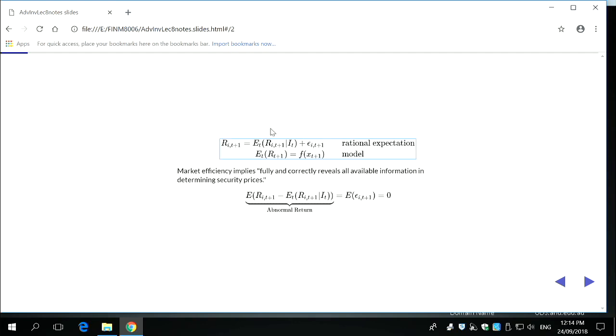But what is this expected R_{i,t+1}? Then we need to introduce a model, right? We have seen all kinds of models, but if we summarize them, we will say the expected R_{i,t+1} conditional on information at t should be equal to some function f of x_{t+1}. This f of x_{t+1} can be like the CAPM, a multi-factor model, all these kinds of models.